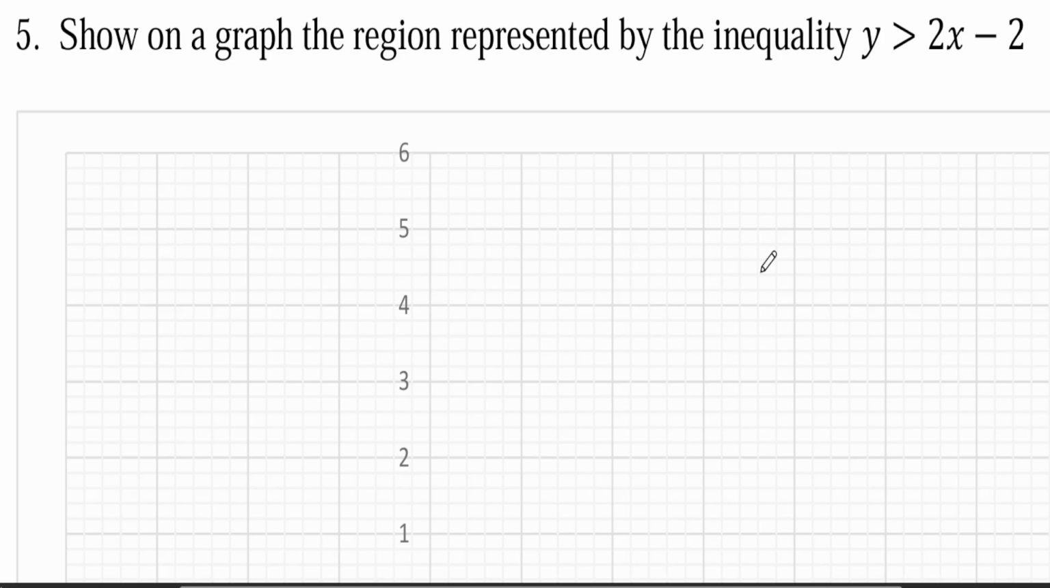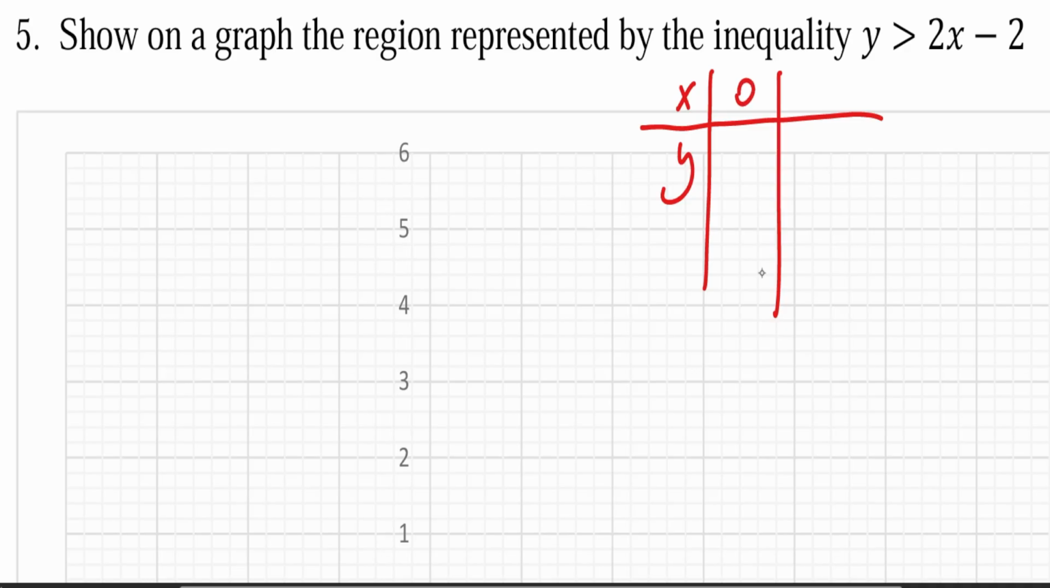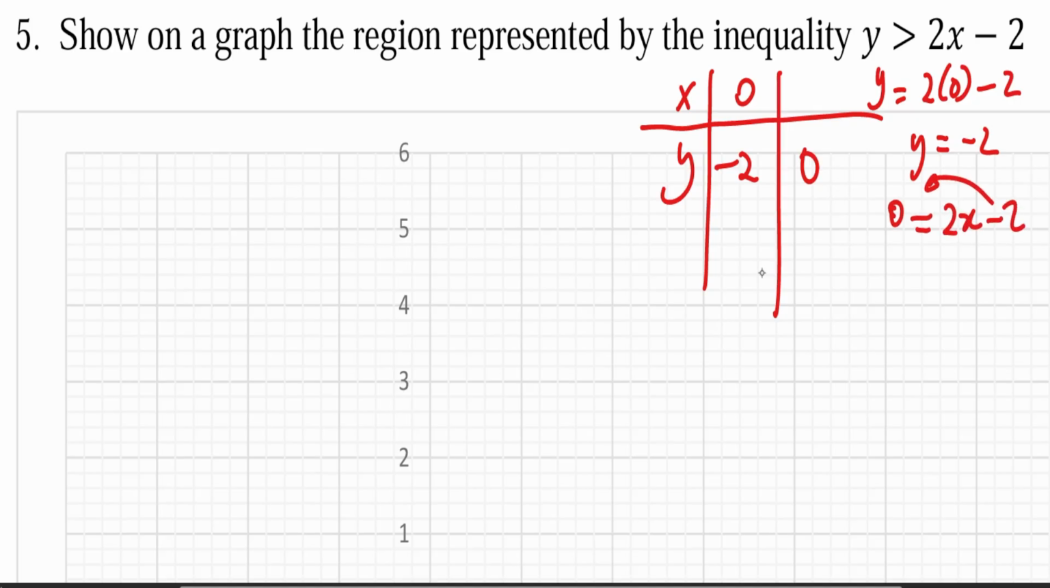You draw it like a normal graph, which is y equal to 2x minus 2. So you draw the points, so x and y coordinates. Let's say if your x is 0, y equals 2x minus 2, so y will be equal to -2. If your y is 0, it becomes 0 equals 2x minus 2, so adding 2 on the other side gives you 2 equal to 2x, divided by 2, x is equal to 1.